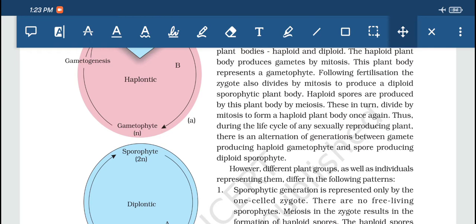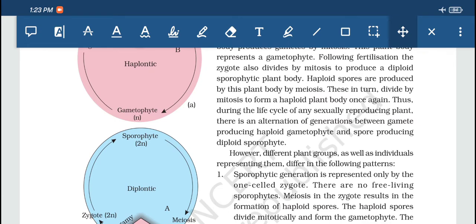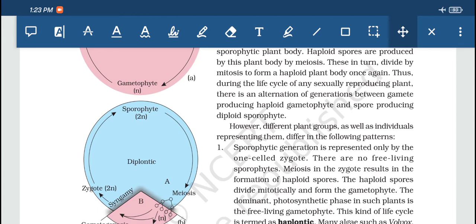These spores divide by mitosis to produce a haploid plant body once again. Thus, during the life cycle of any sexually reproducing plant, there is alternation of generation between the gamete producing haploid gametophyte and the spore producing diploid sporophyte. That means the gametophytic phase is always haploid and the sporophytic phase is diploid, and so are the gametes and spores.